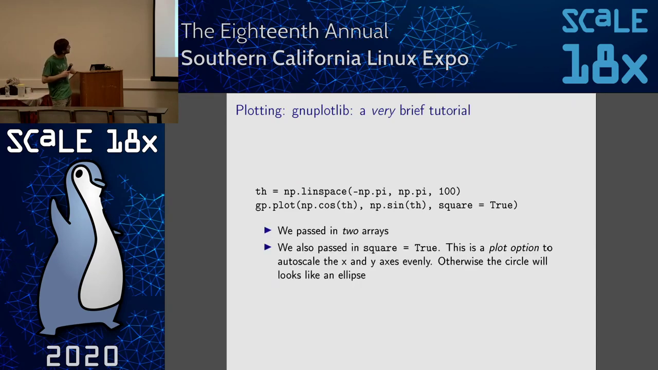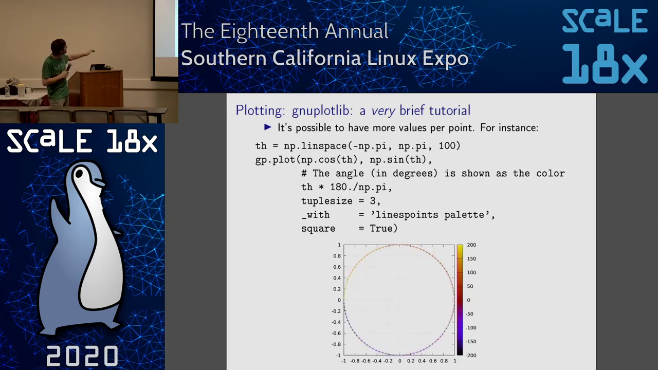So here we're representing each point by two numbers, an x and a y. You could have more if you wanted to. Let's say we want to have x, y, and color. If you do that, then you say tuple size equals 3. So you actually tell it how many values represent each point. The default is 2, so if you're using 2, you don't have to specify it. You actually give it 3 arrays. So I gave it 3 arrays here.